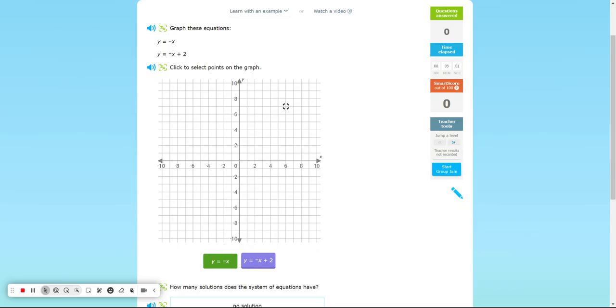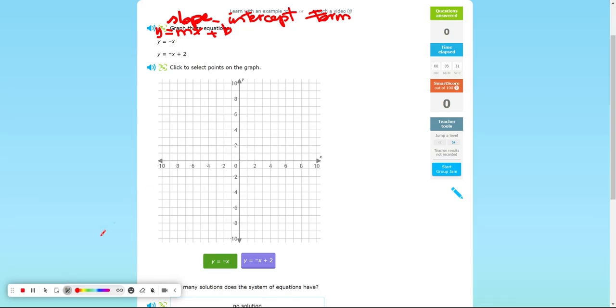So let's see over here. Let's write down the slope-intercept form. Okay, so here we go. y equals mx plus b. Okay, so let's graph the first line right here.